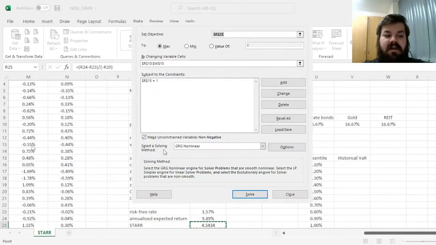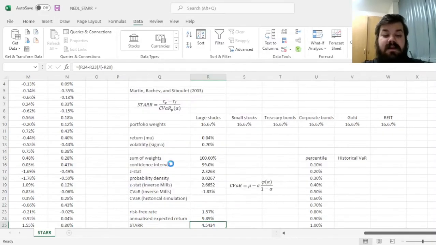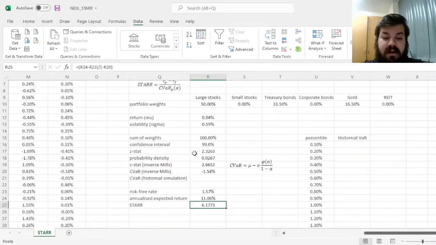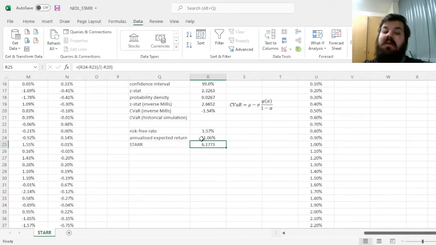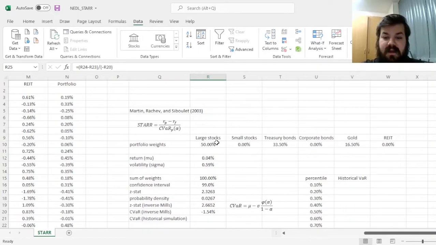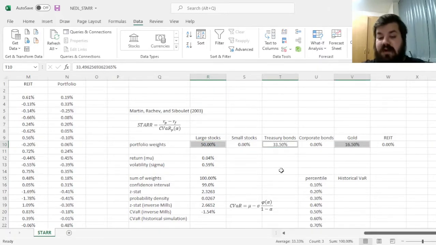Here we leave this box ticked if we don't want short selling, and untick it if we do, and click Solve. And the algorithm converges to an optimal solution with a STARR ratio increased to over 6. Such a portfolio invests quite heavily in large stocks, gold, and treasury bonds, which is a quite heuristically sound portfolio. You can imagine an investor who does something like this.